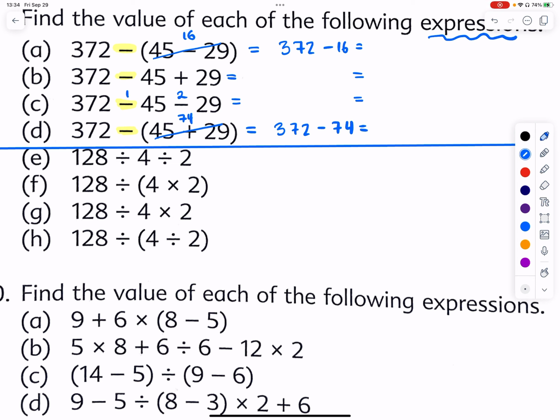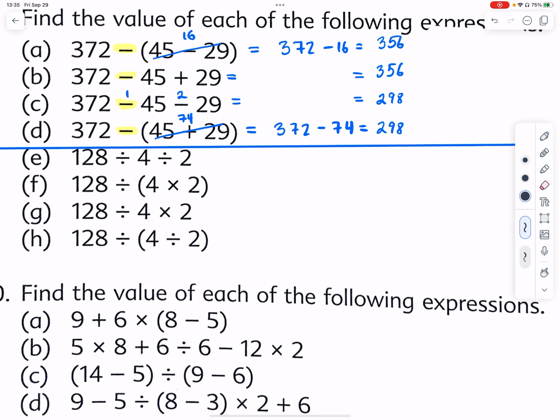I hope you had a chance to do that on your own. And now I would like to compare our answers. For answer A, I got 356. For answer B, I also got 356. For answer C, I got 298. And for answer D, I also got 298. What is going on here?